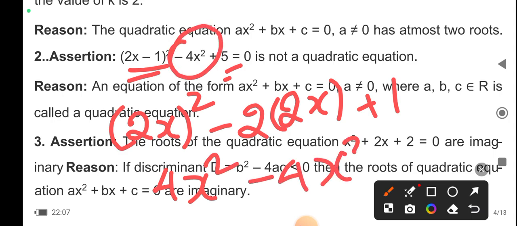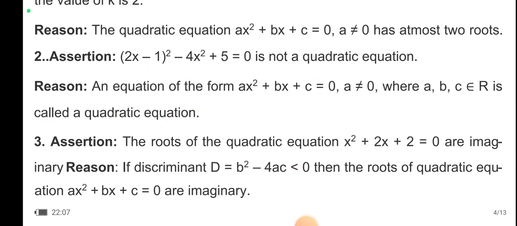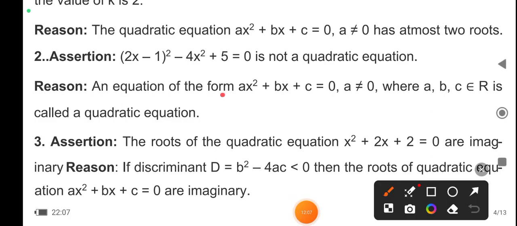Again, cancel. So x square is not there. Once x square is not there, then it's not a quadratic equation. Since it's not a quadratic equation, the assertion is true. Then what's the reason? An equation of the form ax square plus bx plus c equal to 0 is called a quadratic equation. They said that is correct. So option A: A and R are true, and R is a correct explanation for A.